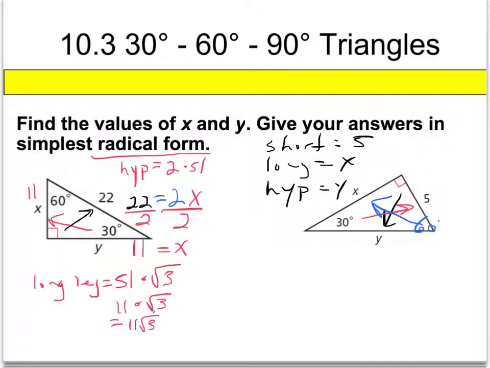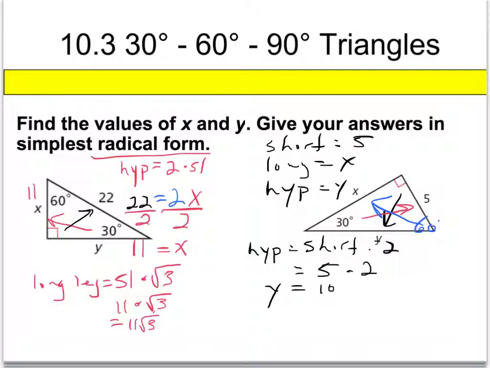Okay, so now plugging in our formula, if we have the short leg, we can easily find the hypotenuse, because our hypotenuse is equal to your short times 2. Plugging in our short leg, which is equal to 5, multiplied by 2, our hypotenuse, in this case the variable y, y is equal to 10. Okay, again, then going back, finding x.